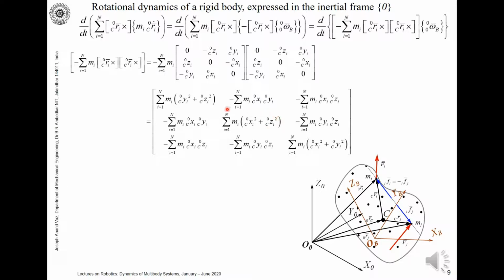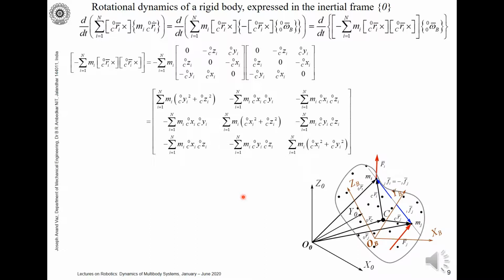Likewise, here you have the moment of inertia about the y-axis, and here you have the moment of inertia about the z-axis. You can see that this is a symmetric matrix, and the off-diagonal terms are very easy to remember. These are called products of inertia. So you have the moments of inertia along the diagonal, and you have the products of inertia.